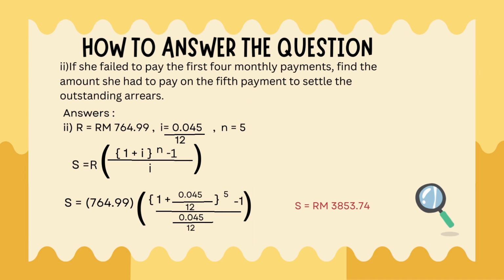So S equals bracket 764 ringgit and 99 cents, bracket 1 plus 0.045 divided with 12, bracket to the power of 5 minus 1 divided with 0.045 divided by 12 bracket. So the answer for S is 3,850 ringgit and 74 cents. So that's the S. So I'm going to explain part B, question 2.